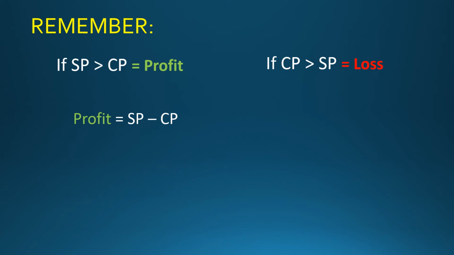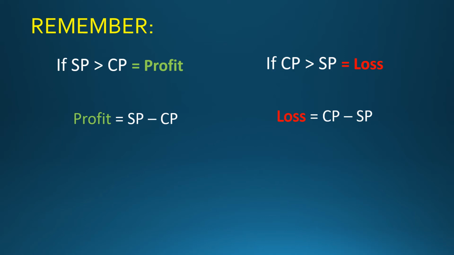Number 1. If selling price is greater than cost price, it is a profit. So profit is equal to selling price minus cost price. Number 2. If cost price is greater than selling price, it is a loss. So loss is equal to cost price minus selling price.